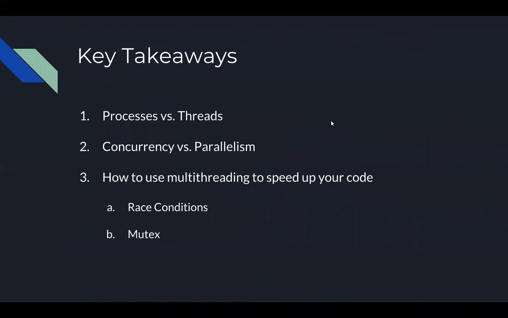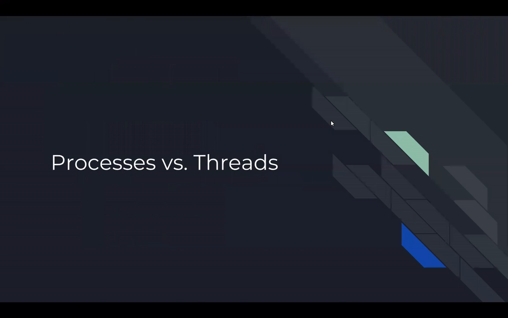The key takeaways that I want all of you to get from this talk are the differences between processes and threads, the difference between concurrency and parallelism, and finally how to use multithreading to speed up your code. This will involve talking about race conditions and how to use mutexes to prevent race conditions and make your code more thread safe. To start off, if you want to talk about multithreading, we need to talk about the difference between processes and threads.